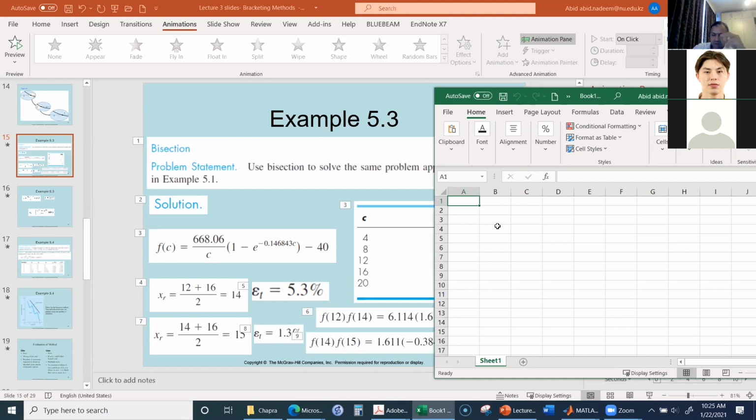Okay, thank you. So if we want to apply it here, I can take the value of C and the value of the function of C. So if, for example, C is 12, let me calculate this function.